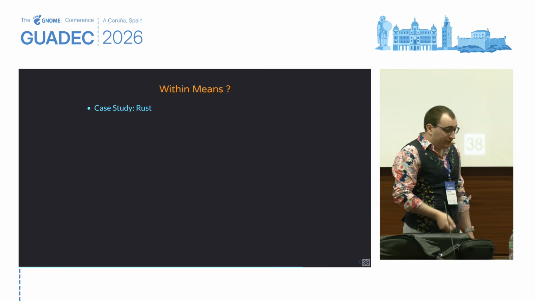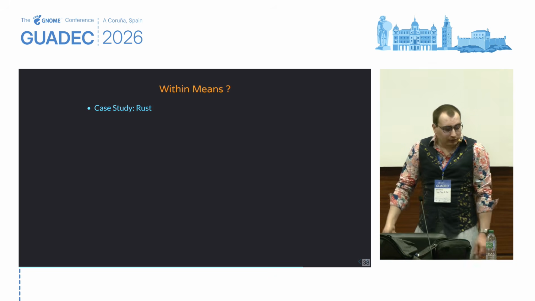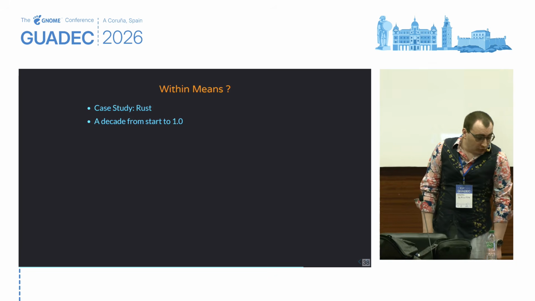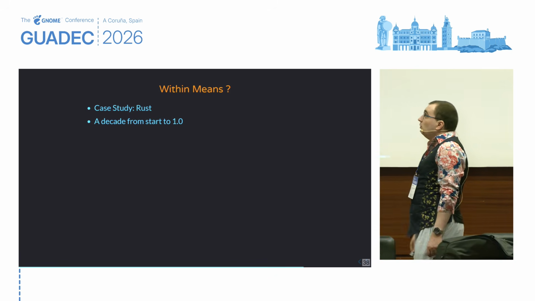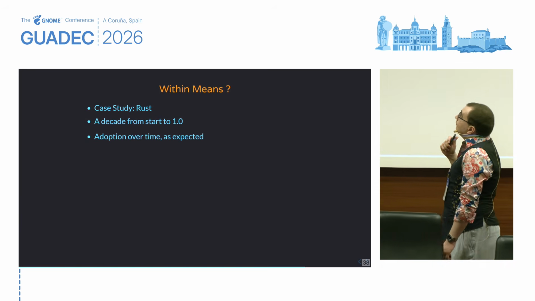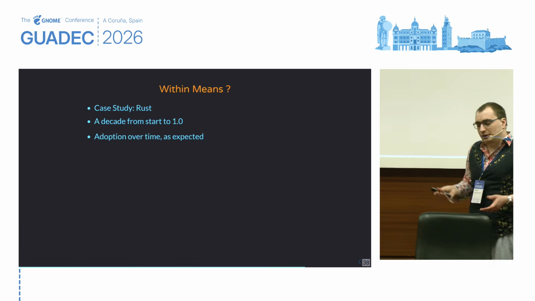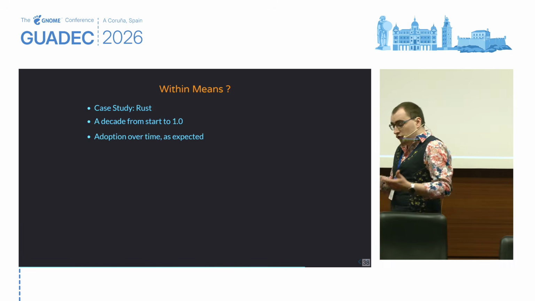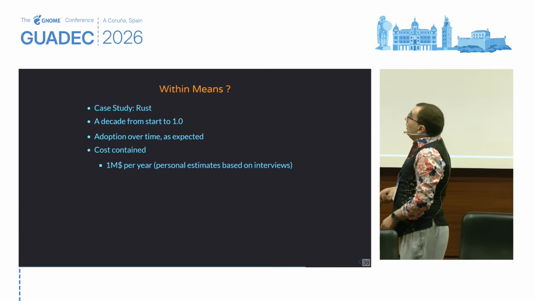Now, is it within means? I'm going to use Rust because, once again, it's one of the great tools when I have the data. Case study. Rust, a decade approximately from start to 1.0, which is the point where the inflection point for adoption. Adoption happens over time, right? When you provide a new tool that is better, you do not expect all the hobbyists to use it immediately. It doesn't make sense, but that's expected.